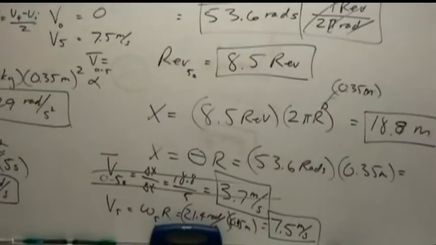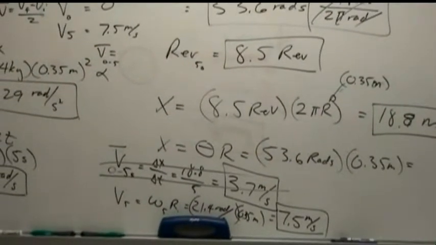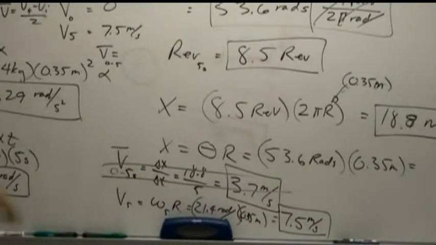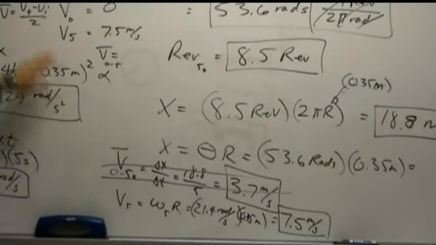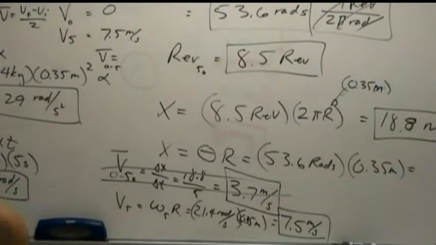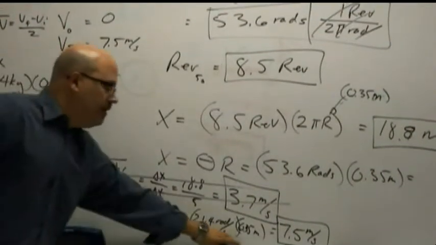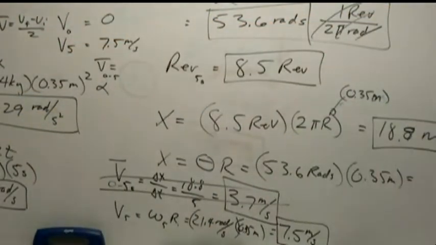That's our average velocity. So we only find our instantaneous velocity at 5 seconds when we use our instantaneous omega, angular velocity. Thank you, Mark, for spotting our mistake.